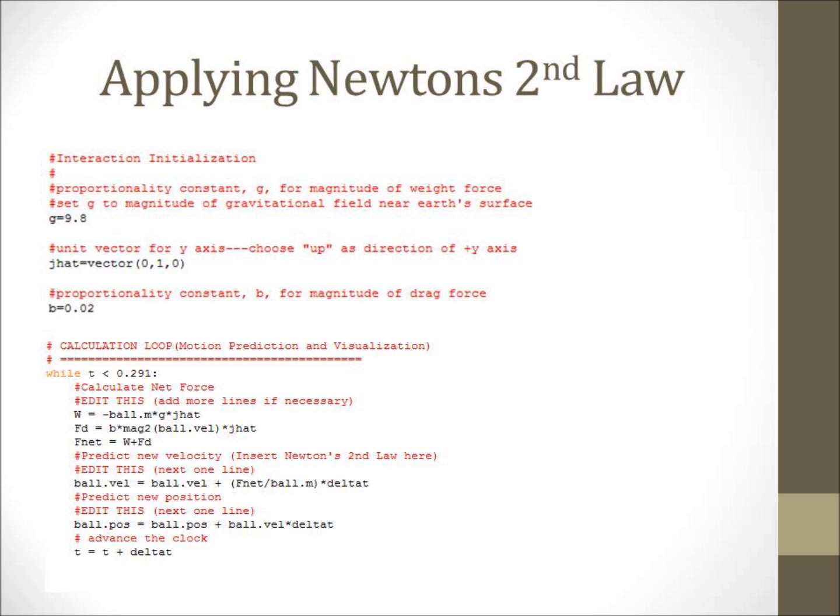In this case, the forces acting on the system were gravity and air resistance, or drag. For the force of gravity, I set the gravitational constant equal to 9.8 and j hat, the unit vector, equal to 0, 1, 0, showing a direction in the y-axis. I set W as the force of gravity equal to minus ball.m, the mass of the orange, times the constant g times j hat.